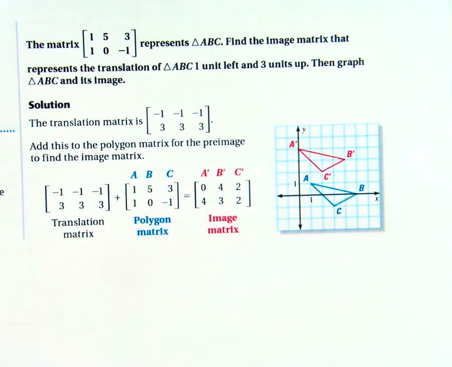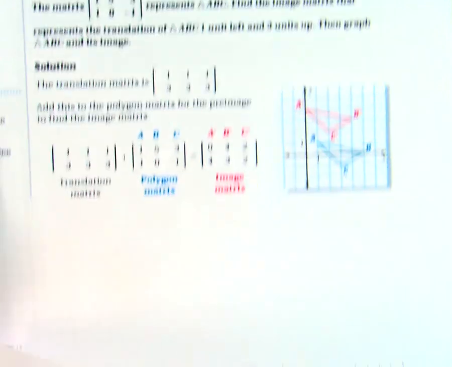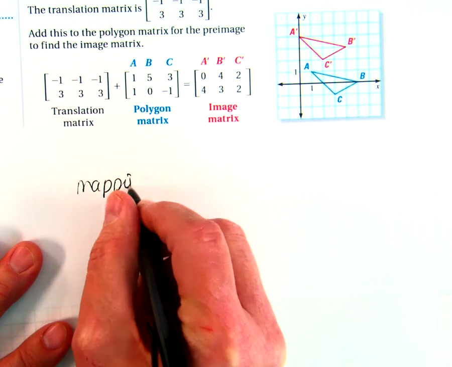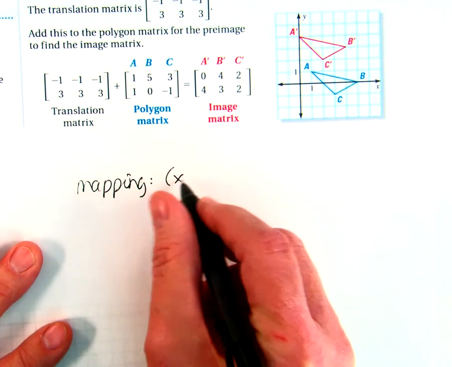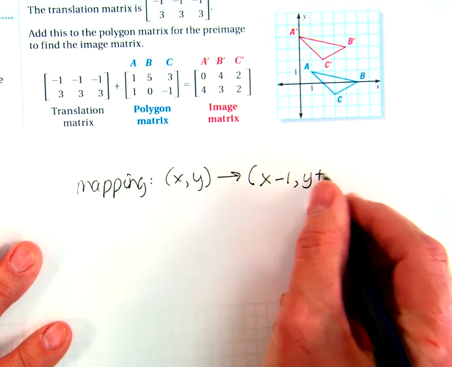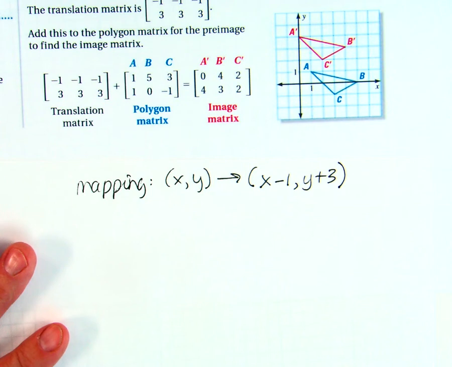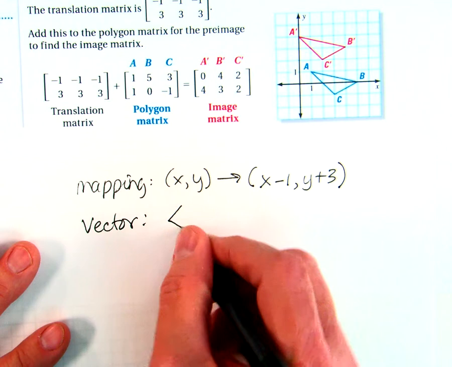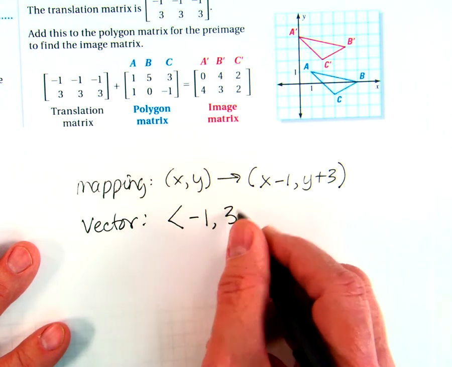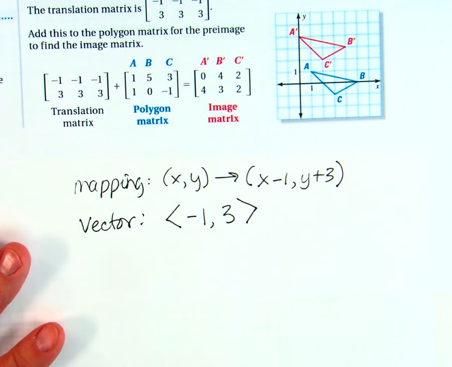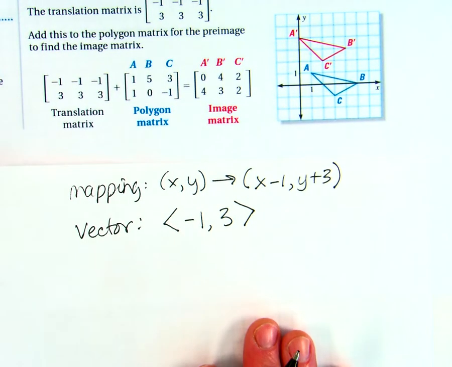This is another way to write the translation. You'll recall that we did the mapping way to write it. The mapping would say it's a mapping from x, y to x minus 1, y plus 3. The vector way to write it would be negative 1, 3, showing what happens to each one of them. Now these things aren't consistent across everything, but this will get the idea of how we're doing things for this course.